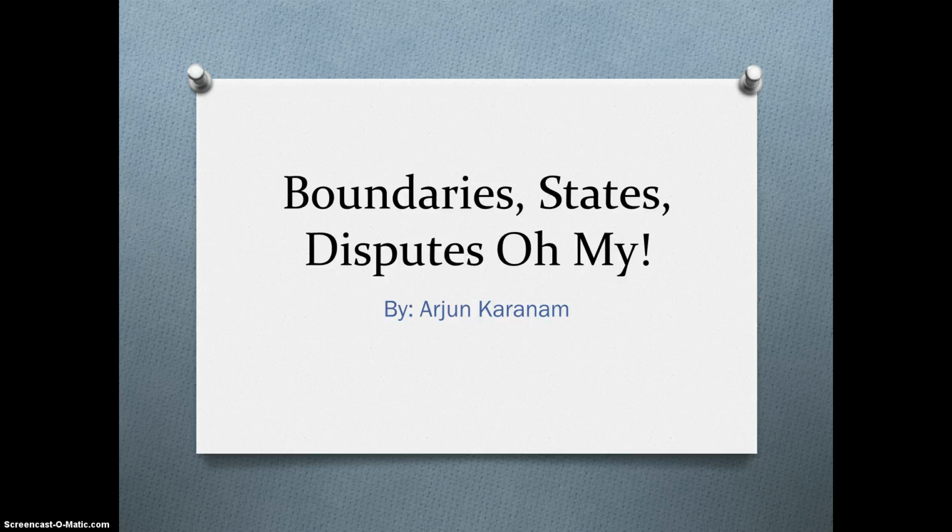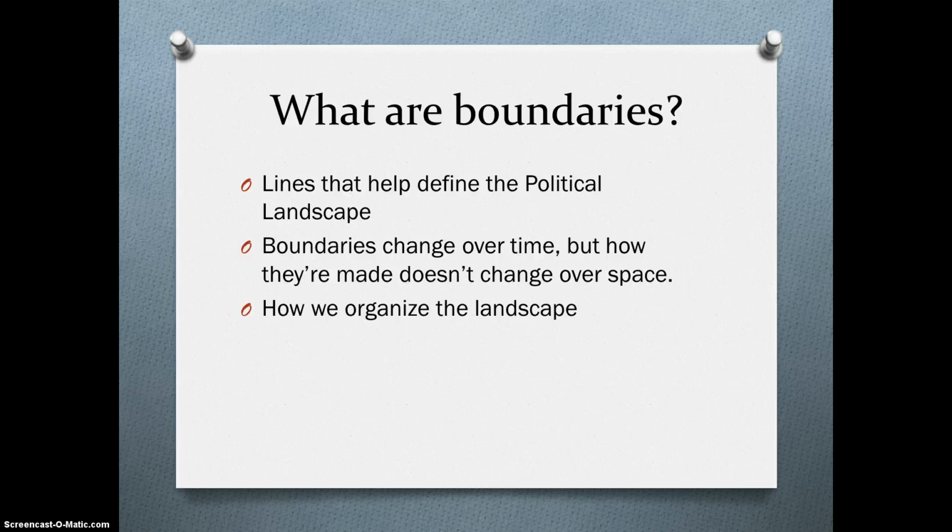And let's just blaze through this. What are boundaries? Boundaries are lines that help us define the political landscape. Boundaries change over time, but how they're made doesn't change over space, and I'll get to this later in the review video about how boundaries are made. Boundaries are basically how we humans organize the political landscape and divvy up the land and say, okay, this is yours, this is mine, and this all links back to human territoriality.